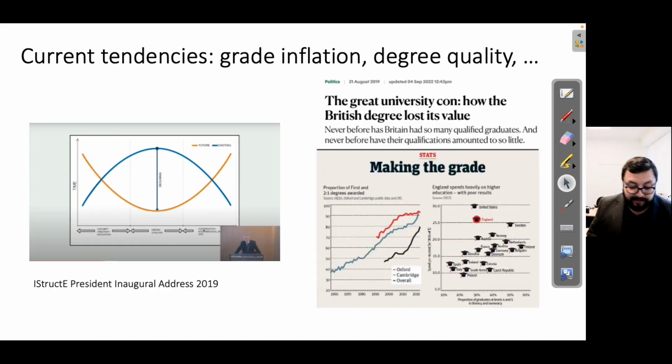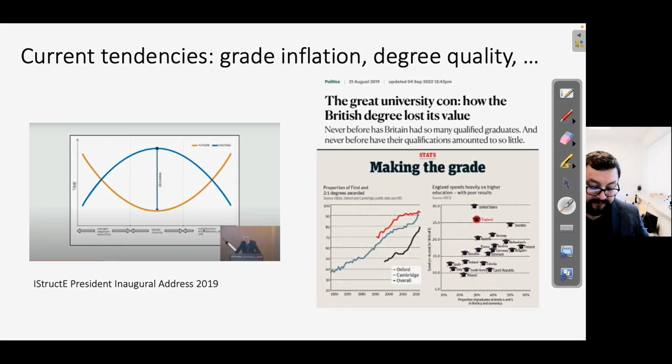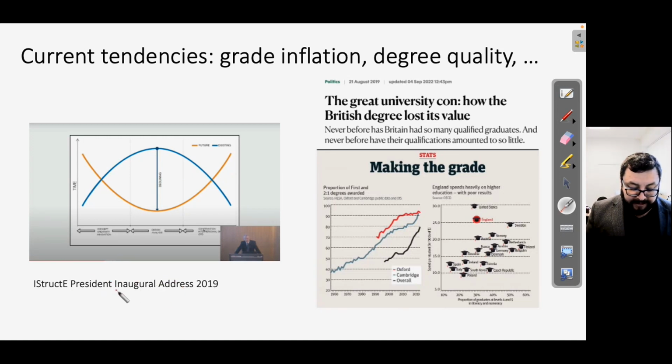The second tendency that I was mentioning before is related to the value of our degrees and the questioning of the quality of the degrees in the context of great inflation and so on. And this slide, or this figure on the left, was taken actually by me from the inaugural address from the incoming president of the Institution of Structural Engineers in 2019. But it's a tendency that has been argued before and also afterwards.